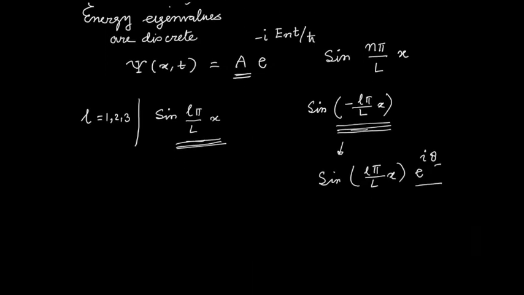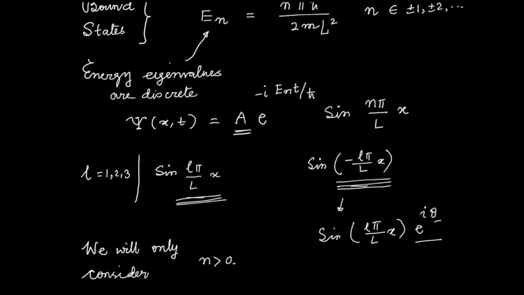So which means I can say that we will only consider n greater than 0. Because even if we had considered the negative n values, that would just give me another value of A, another constant A. So we don't need to consider both of them, because A is determined by my normalization. So even if I consider the negative n values, after the normalization I will get the same wave function.